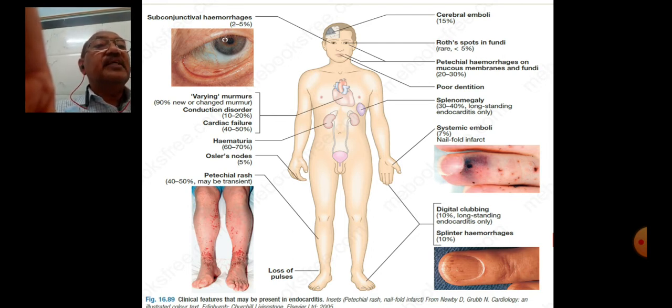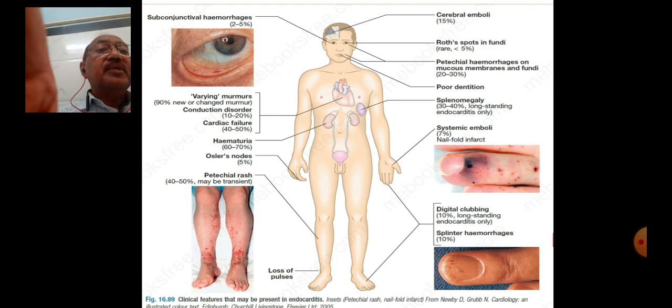We can get petechial hemorrhages on the mucous membranes and fundi, poor dentition in the oral cavity, and splenomegaly, which we see in 30 to 40%, especially in long-standing endocarditis. Systemic emboli in the nail-fold bed cause infarcts. You will have distal clubbing, splinter hemorrhages, and embolism in the periphery leading to the loss of pulses.